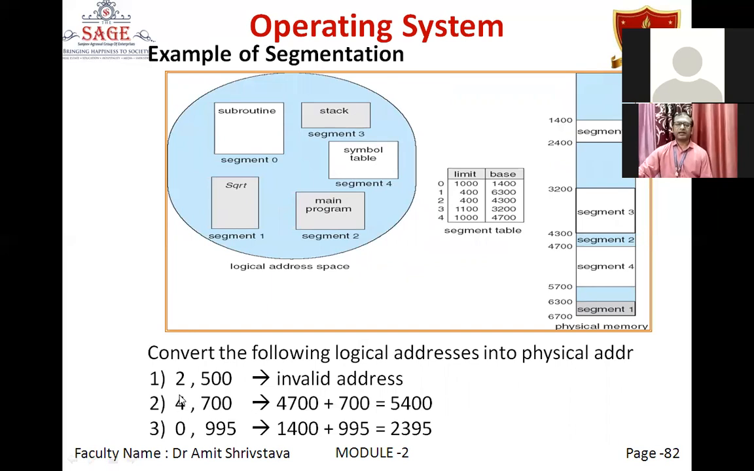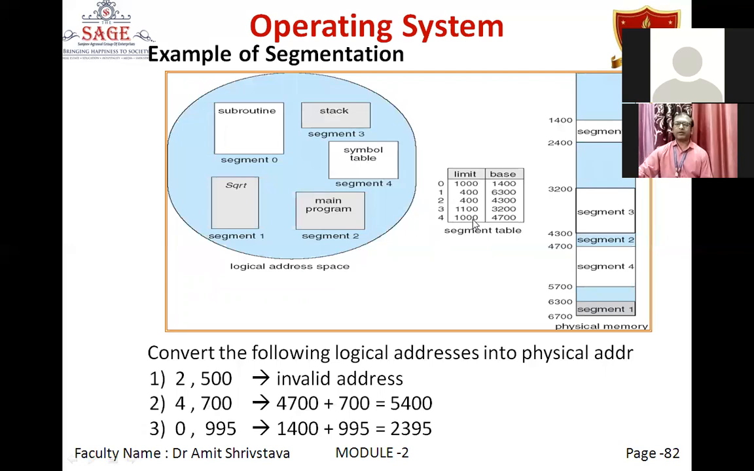So in this case, we have got segment 4. So we'll check segment 4. Here the length is 1000 and the offset which we are trying to access is 700. So this 700 is less than 1000. So it is a valid address.